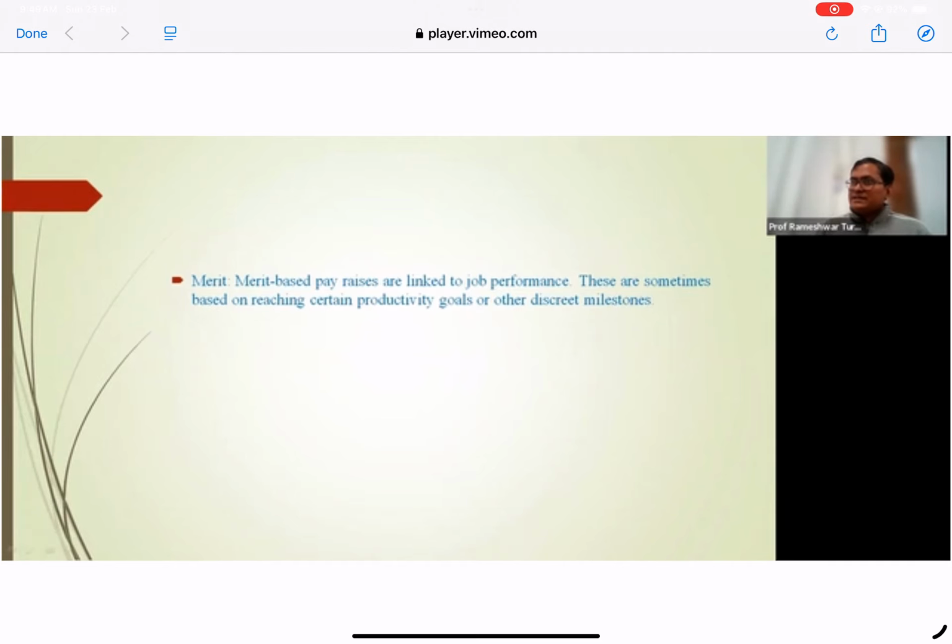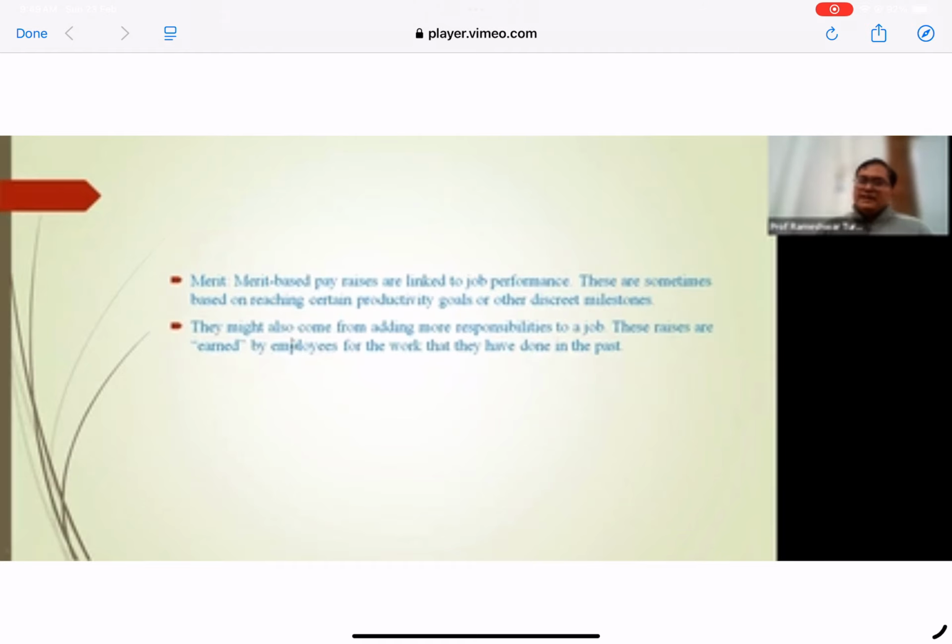These are sometimes based on reaching certain productivity goals or other discrete milestones. The base pay can change, the basic salary can change. They might also come from adding more responsibilities to a job. These raises are earned by employees for the work that they have done in the past. Probably you may not get the promotion, but they will add responsibility. Because responsibility is added, basic pay will be increased. Some companies do that. Okay.